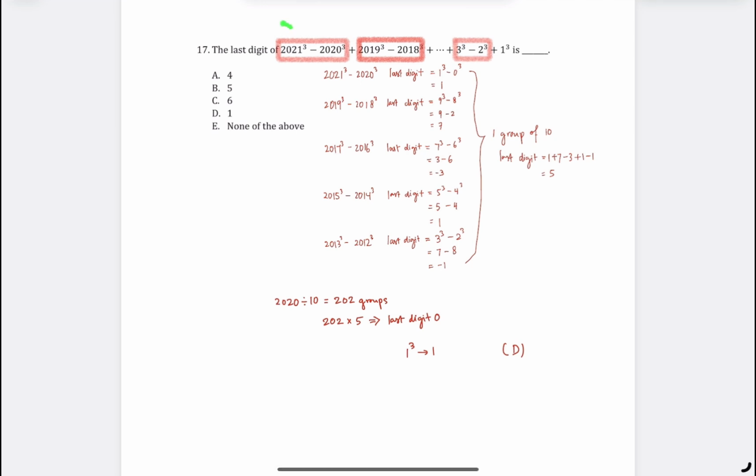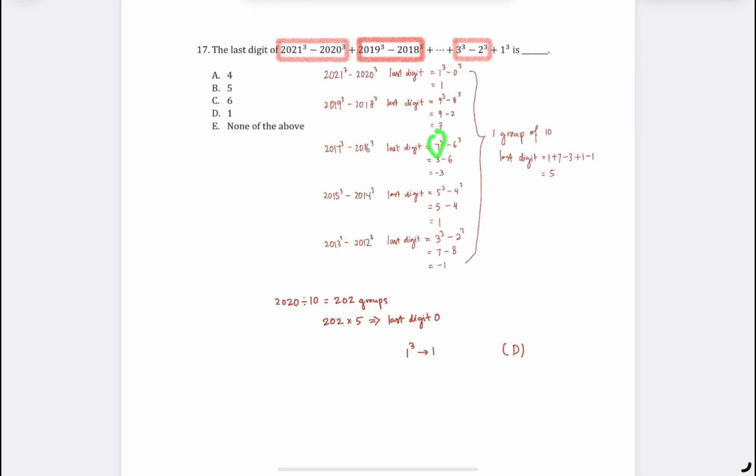So in this case, I can simplify this into 1 cube minus 0 cube, which is 1. For this one and this one, last digit will be 9 and 2. So the last digit will be 7 for this group. And since everything is in group of 2, I can just find the first 10 and then after that it will be repeated.